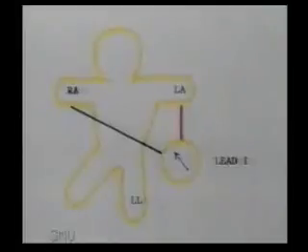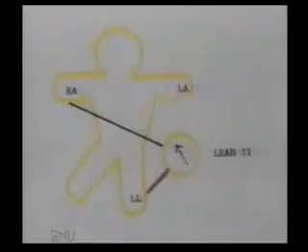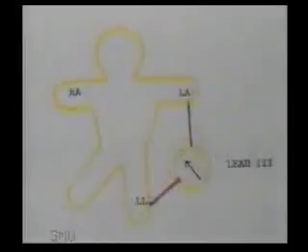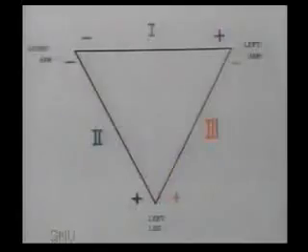Leads 1, 2 and 3 are bipolar leads, and they record the electric potential difference between 2 extremities at a time. Lead 1, as you can see, records the potential difference between left arm and right arm. Lead 2 records the potential difference between left leg and right arm. And lead 3 records the potential difference between left leg and left arm. Now note the direction of each lead.